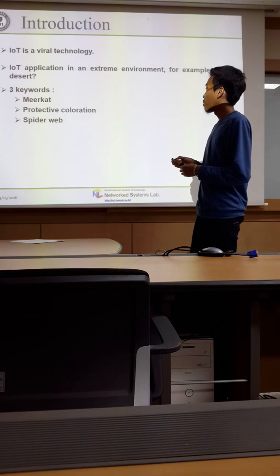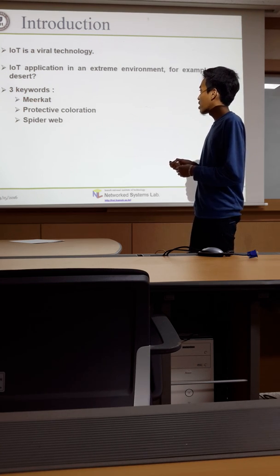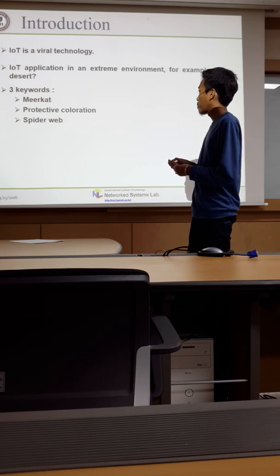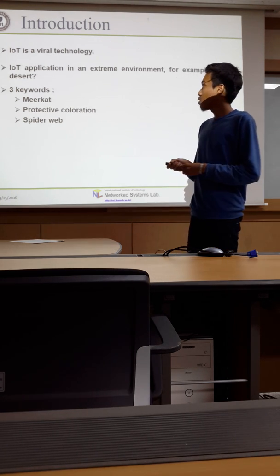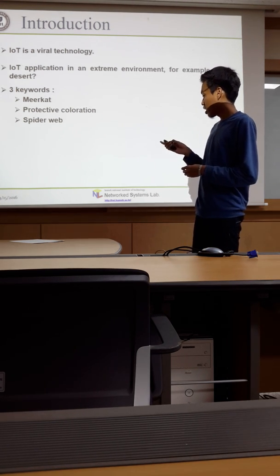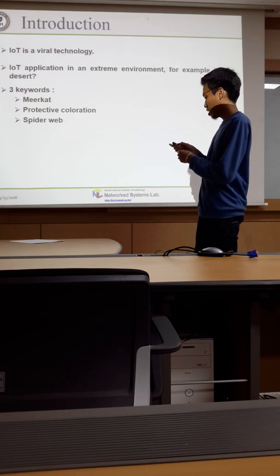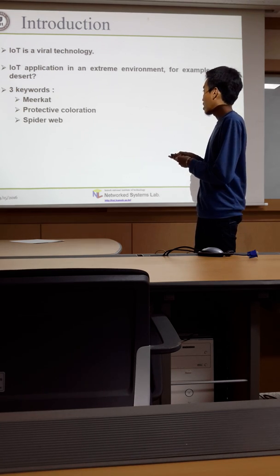So the three keywords I got from the class are meerkat, protective coloration, and spiderweb. And based on these three keywords, I will come up with an idea about how to make it work in the desert, or in an extreme design.